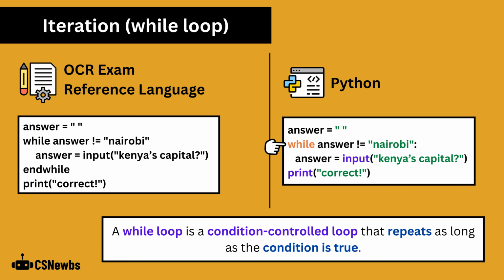A while loop is a condition-controlled loop that repeats as long as the condition is true. This example will check the value of the answer variable, and while it is not equal to Nairobi, will repeat the indented code to input a value. When the condition is no longer true, so when the answer is equal to Nairobi, the loop finishes and moves on to the next line to print correct.